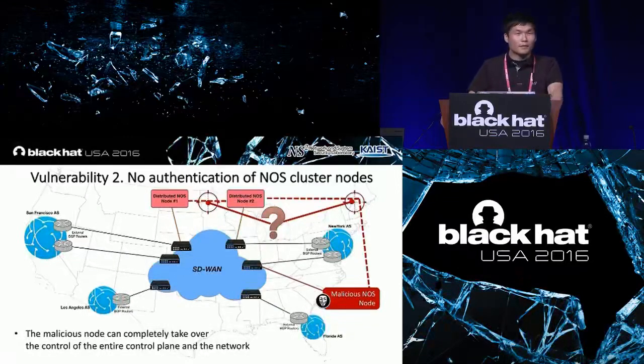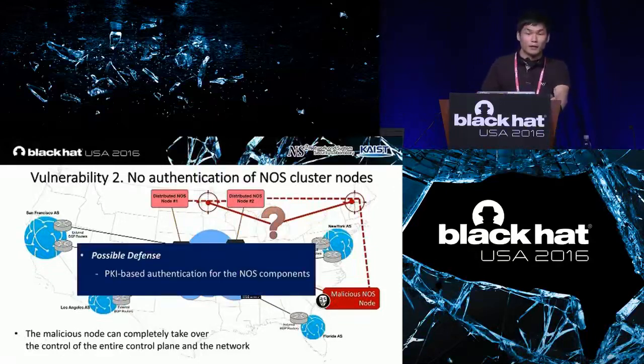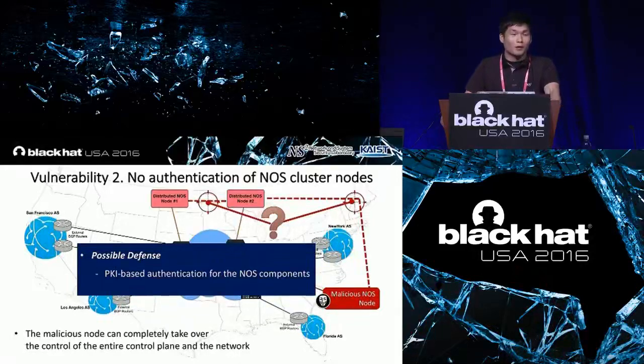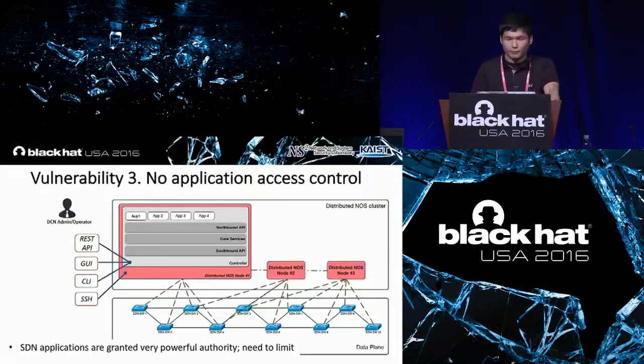Obviously, it is okay if the cluster nodes communicate using a dedicated or secure channel, but this could add significant complexity if the cluster nodes are geographically separated, as shown in this software-defined WAN example. So to solve this problem, PKI authentication could be one of the possible defenses.